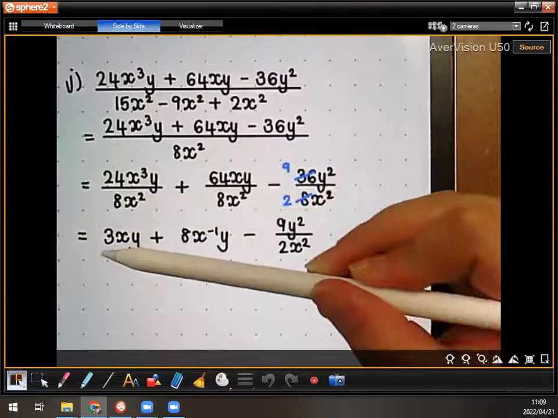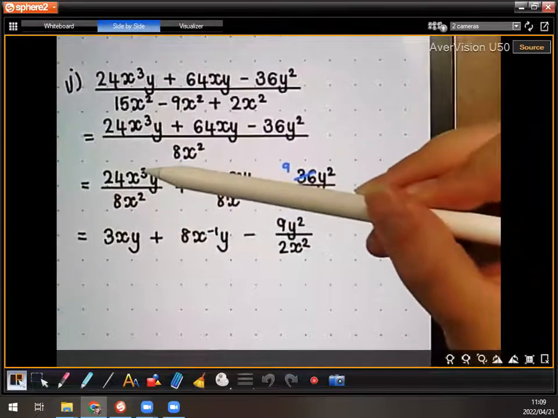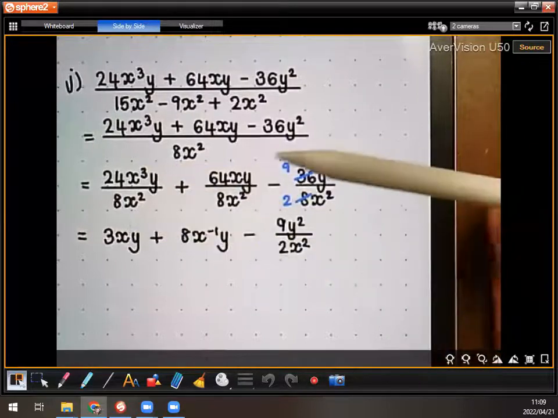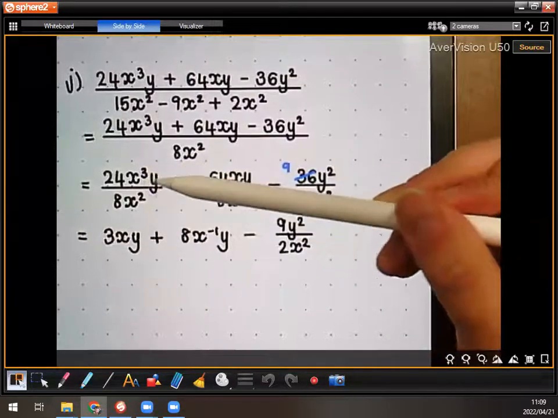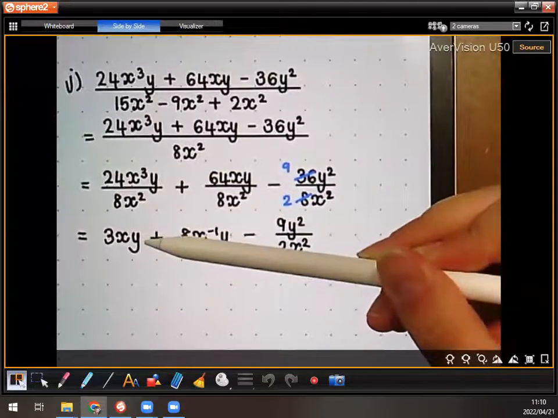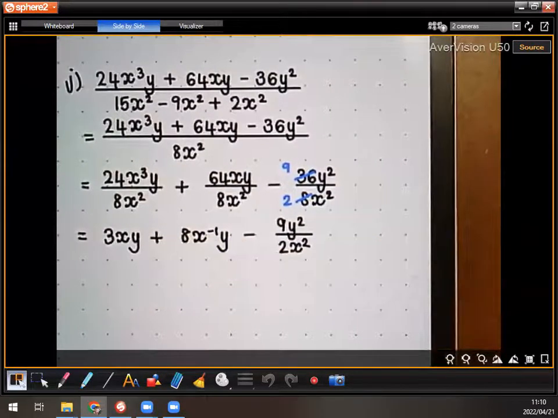24 divided by 8 is 3. X cubed divided by x squared, you'll say 3 minus 2. That's just 1. But then you have a y at the top, guys. There's no y at the bottom, so we just leave that y there. Okay, you're not moving that y anyway. It's just next to the x. And we find the first term.